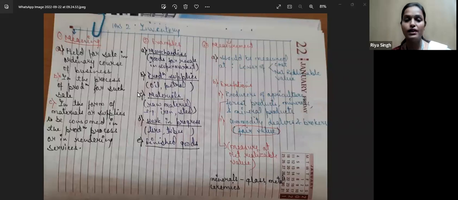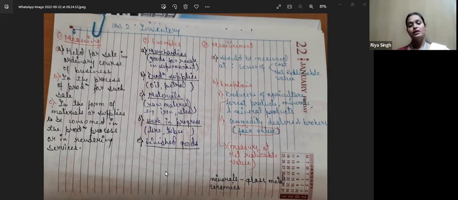Or if any production supplies are there, like oil or petrol, those also will be included in the inventories. If we are using raw materials, such as iron, steel, plastic, anything that we use in the production of goods, or work in progress, or finished goods, all these five kinds of items will be treated as inventories.